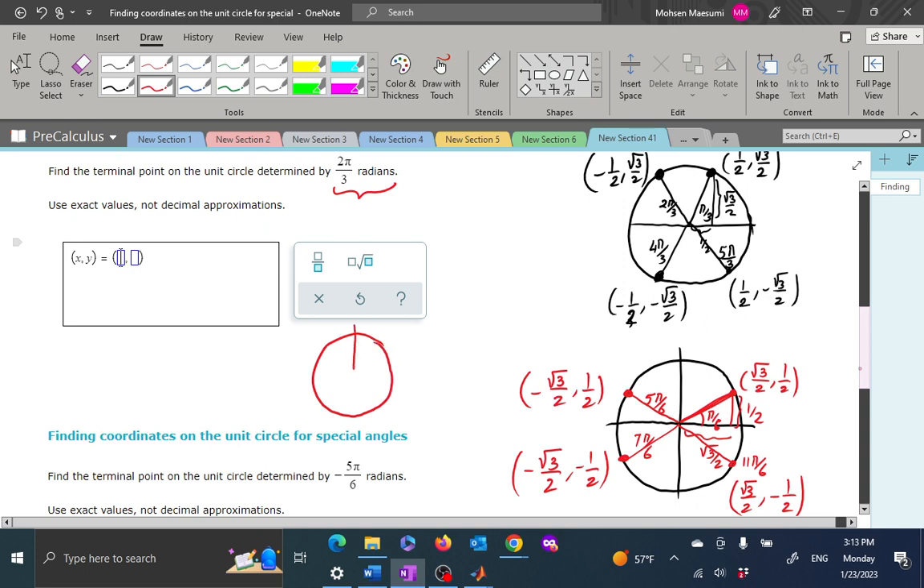So where is 2 pi over 3? 2 pi over 3 is here. You can also remember it as 120 degrees, and you'll be at this location. This is 2 pi over 3, that's the angle.